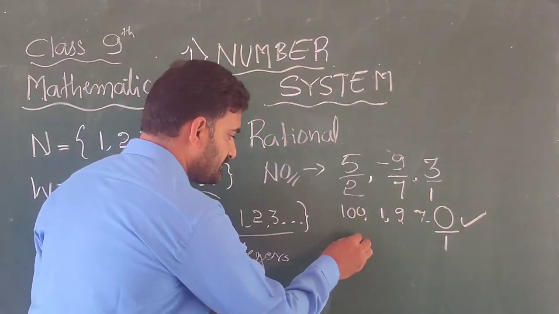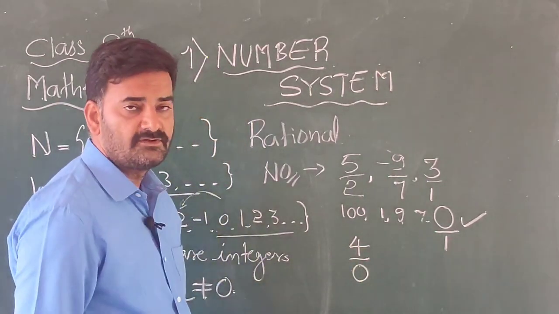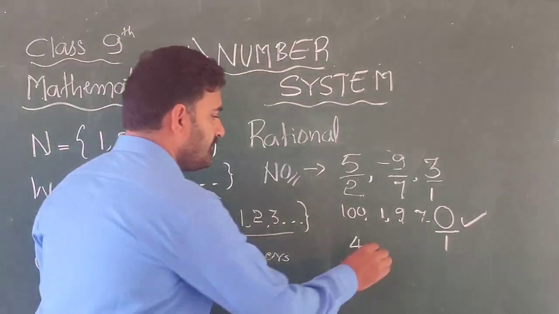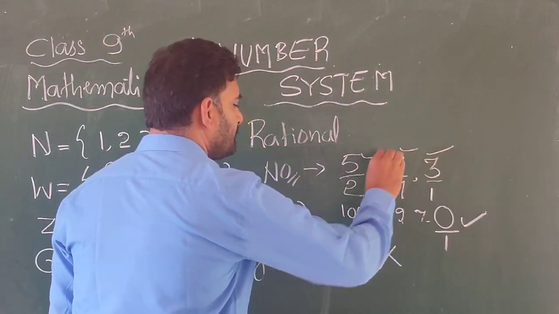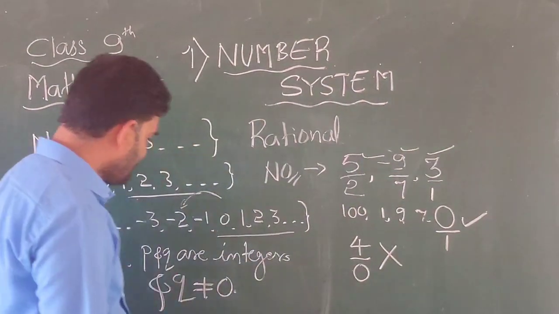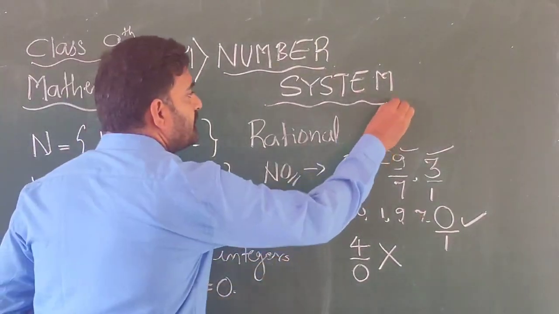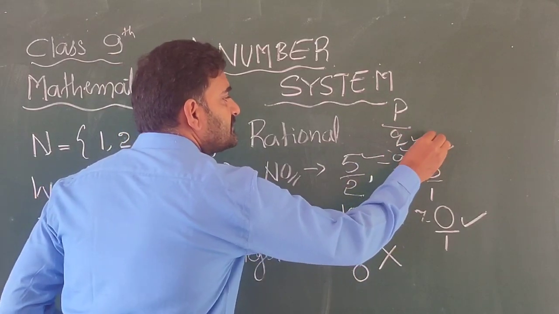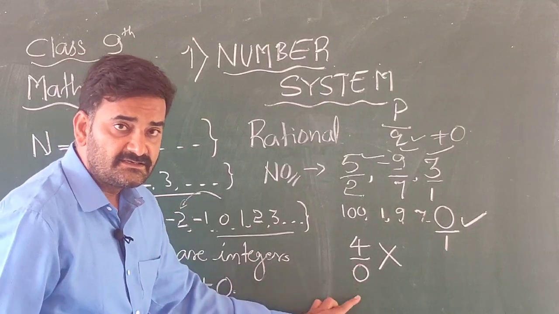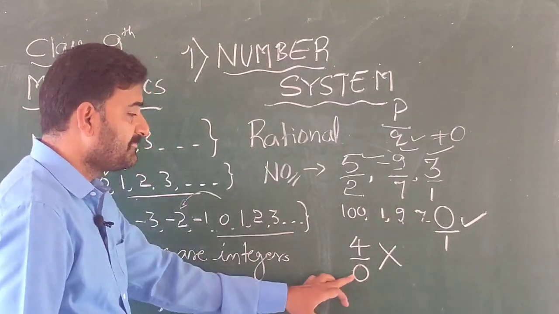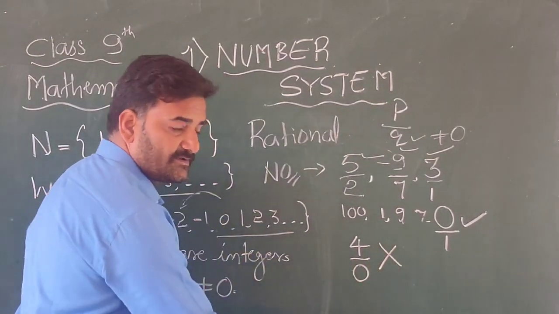Now one more example, let us say 4 divided by 0. Whether this is a rational number? No, because these are all rational numbers, but here no. The reason is, it is already said that in the form of p by q, the denominator q does not equal 0. So here we observe that the denominator is 0. That's why if the denominator is 0, it is not a rational number. Okay.